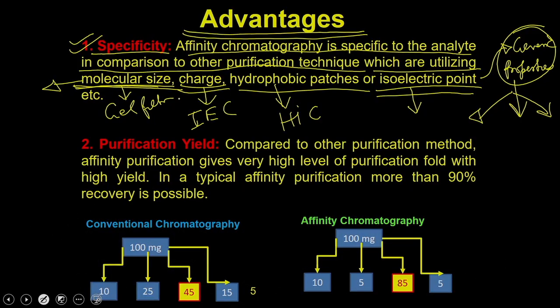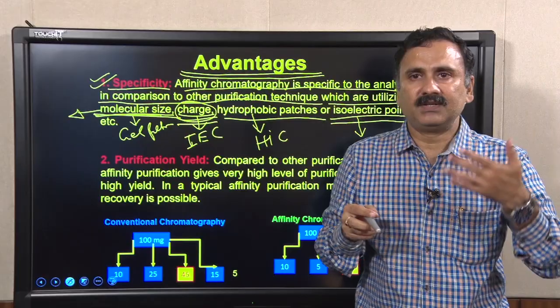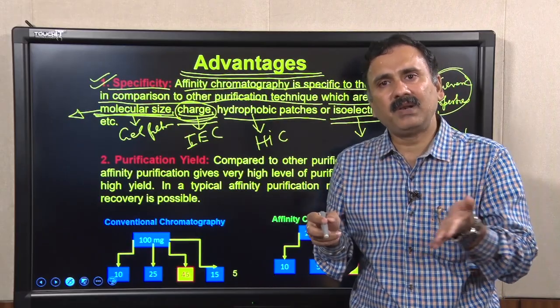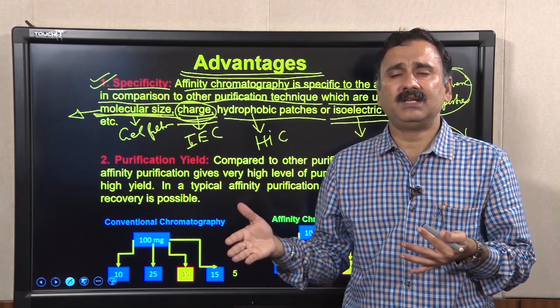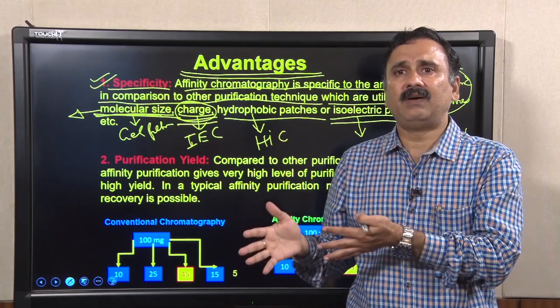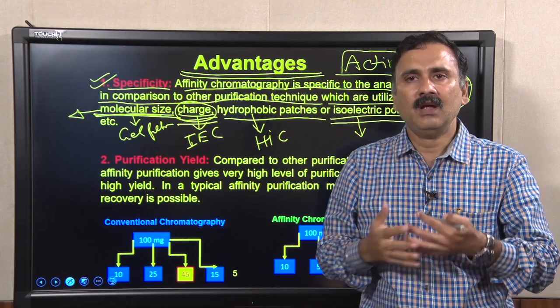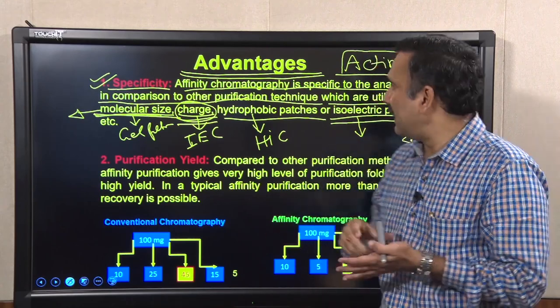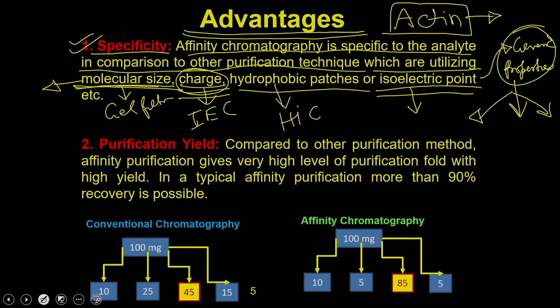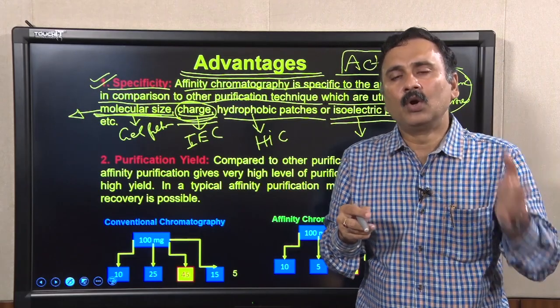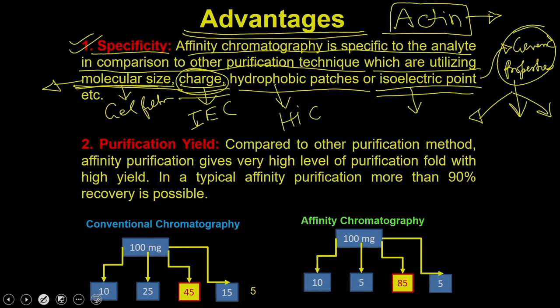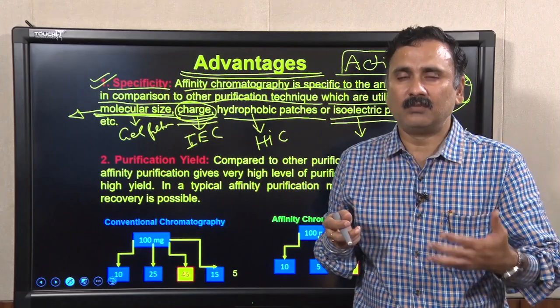Similarly, if you go with ion exchange chromatography and utilize the charge, it is the same phenomenon. Multiple proteins will have different amounts of charge, and you can use ion exchange chromatography to purify, but you cannot purify the particular analyte. For example, if I have to purify actin from a crude mixture, even if I know the molecular properties of actin, what charge is present, what the size of actin is, and whether hydrophobic patches are present, I cannot purify actin from the crude extract in one go. You might have to utilize multiple techniques to get purified actin from the crude mixture.